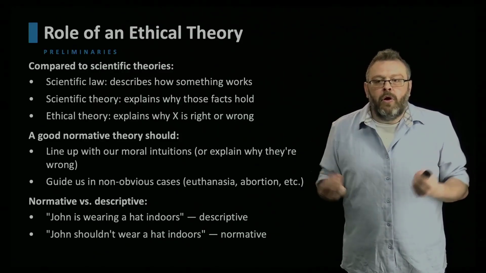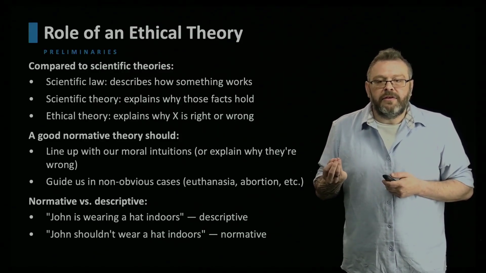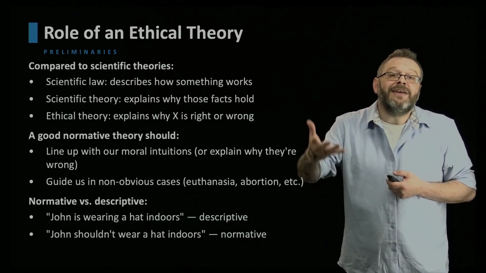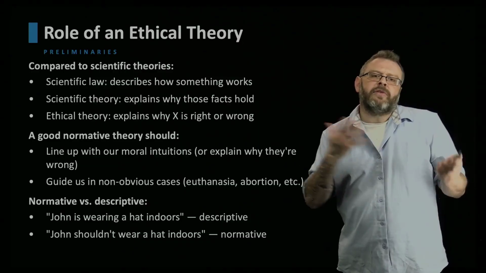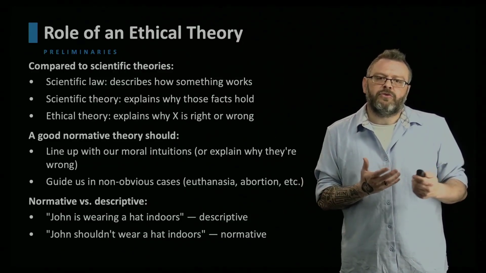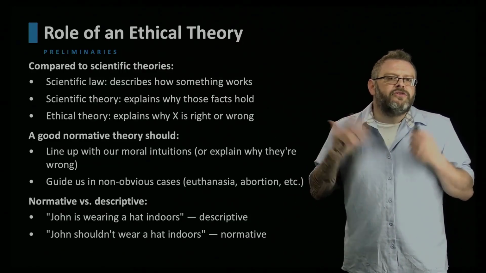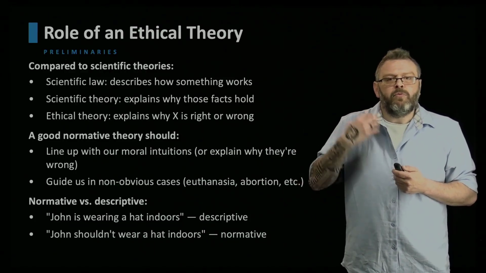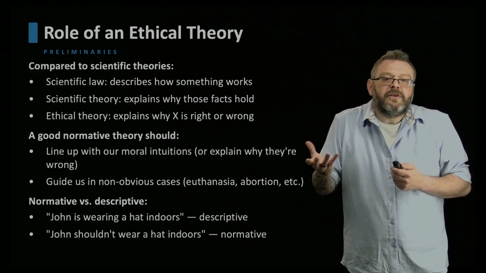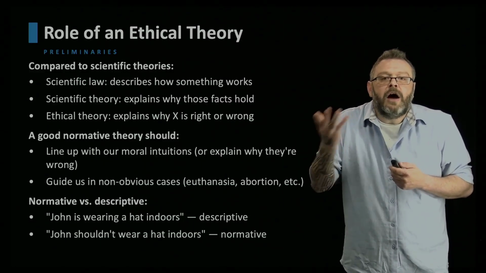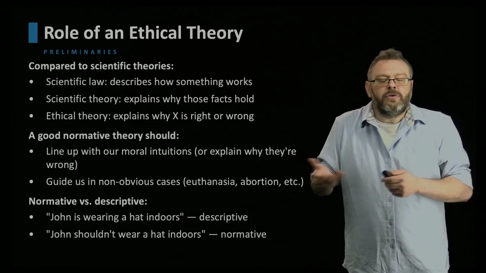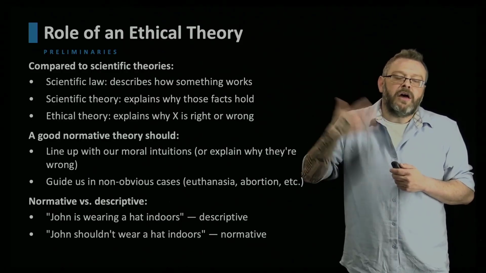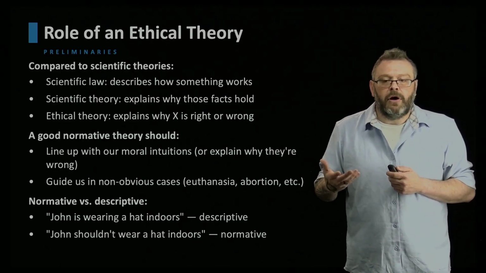So what we want from a good ethical theory is first off to line up with those intuitions, to get the cases right. And in cases where they don't line up with our intuitions, to at least give some kind of good story as to why our intuitions might have been mistaken. And then we want it to help guide us in the non-obvious cases, like euthanasia or abortion or whatever, that there's not a whole lot of widespread agreement on.